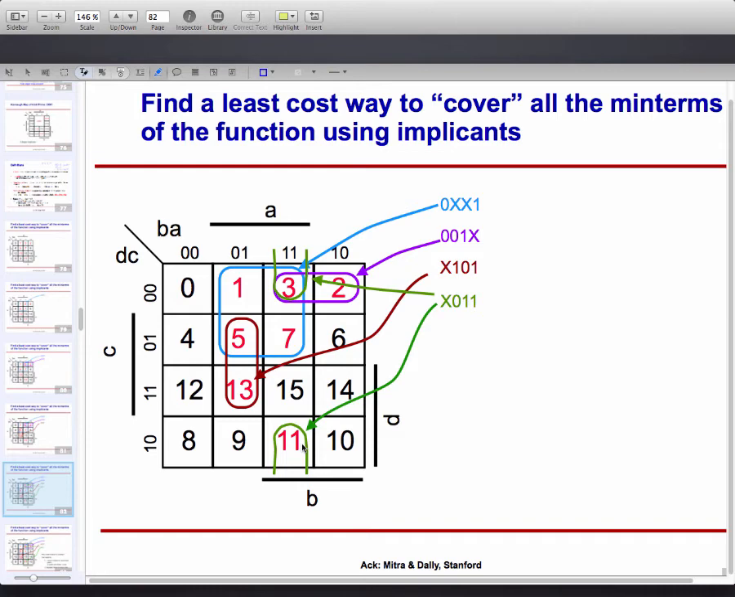Each one of these 4 is a prime implicant because they cannot be grown larger.